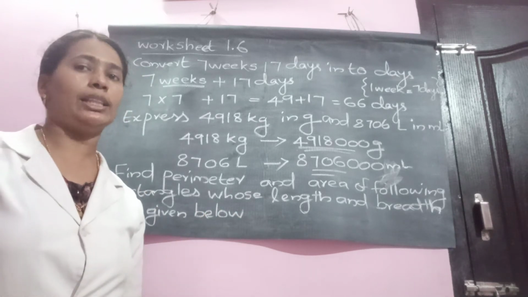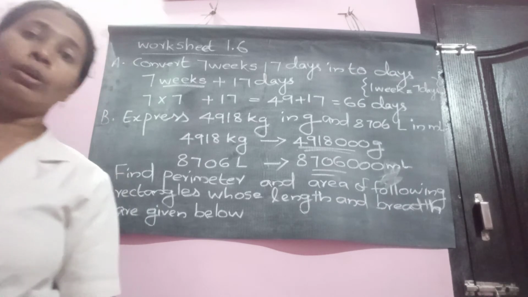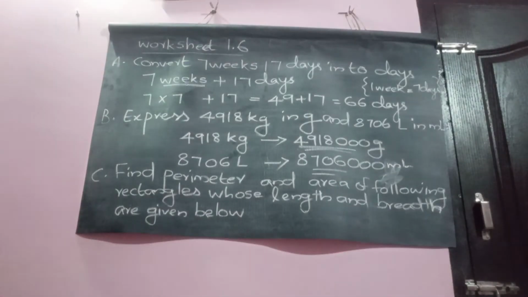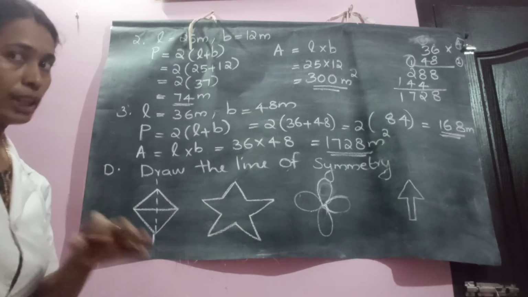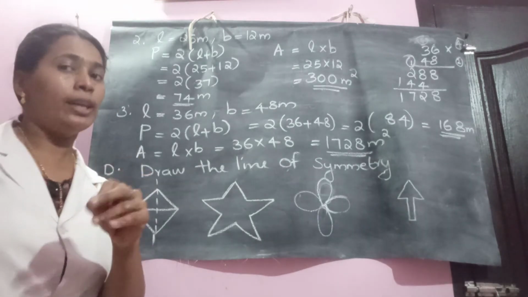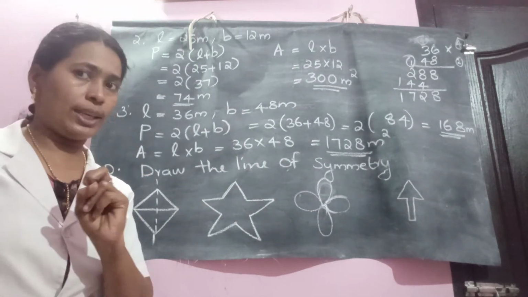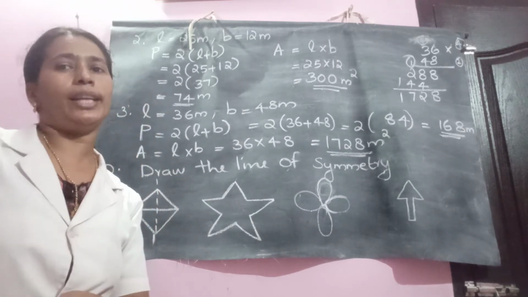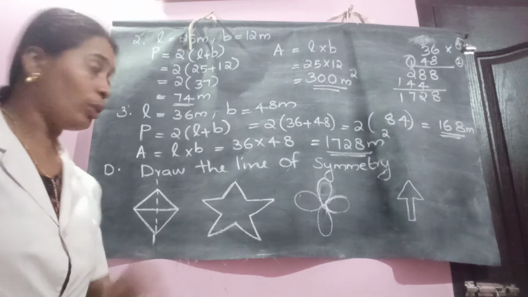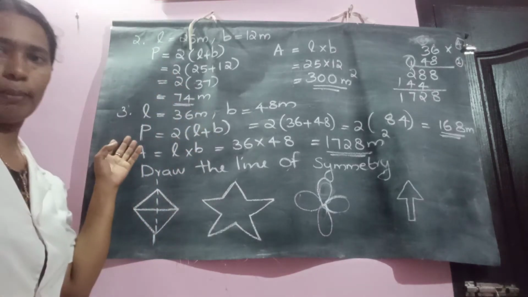The teacher told you there are 3 questions actually, but the teacher will do only 2 questions. Question number 1 has little bit small numbers, so you can do it as homework. Let us move to question number 2 and question number 3.